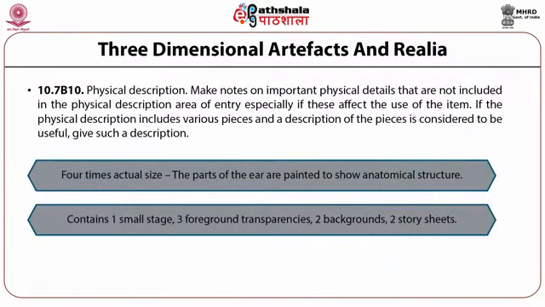Then comes 7.10, physical description. Physical description, what will you give? Whatever you have not given in the physical description area in the main entry, they are giving a scope to the cataloger, you can give it in the note section. So 7B10 shows to give it in the physical description area.